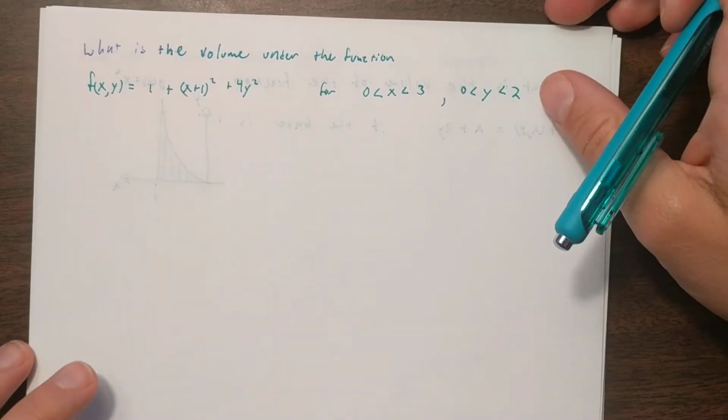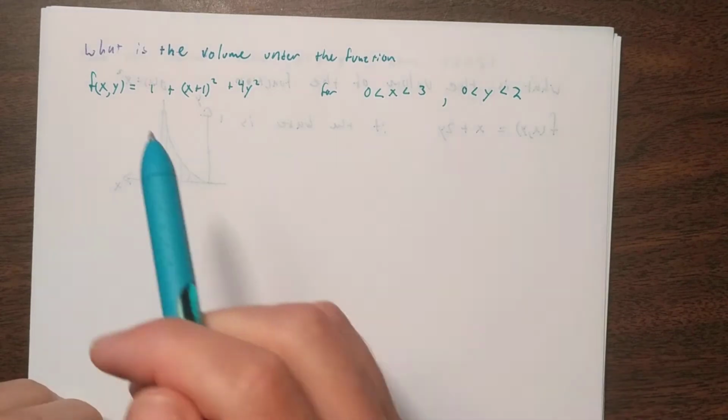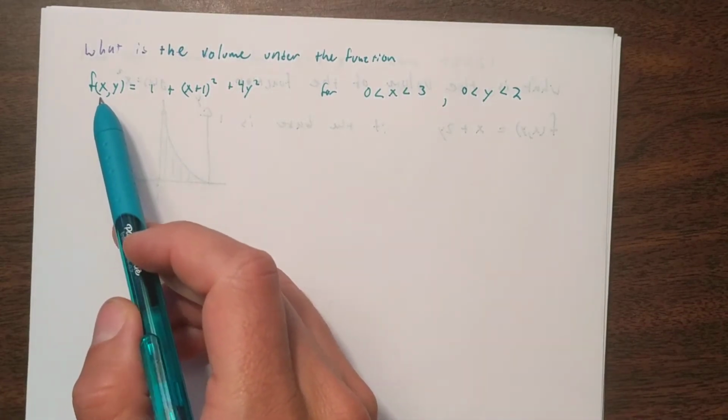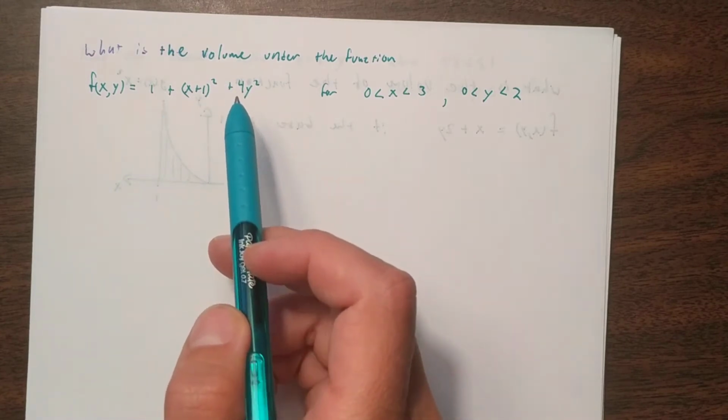All right, so today, class, I want to show you how to integrate over a surface. By this integration, we're actually finding the volume underneath a surface. So what if I give you a surface like this? f of x, y equals 1 plus (x plus 1) squared plus 4y squared.